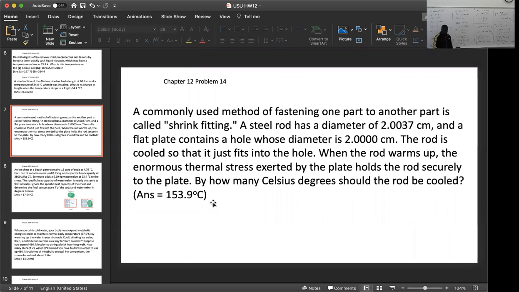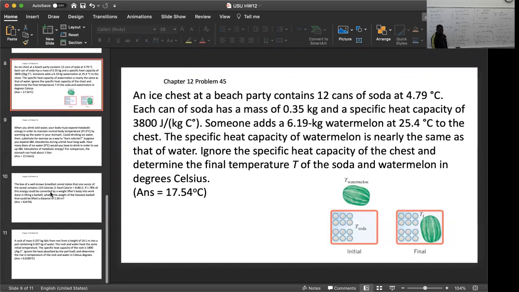Okay. Here, the next problem, it says, an ice chest at a beach party contains 12 cans of soda at 4.79 degrees Celsius. Each can of soda has a mass of 0.35 kilograms. So let me just get the mass of the 12 cans right here, before we start solving the problem. So mass of soda is 12 cans times 0.35 kilograms, okay?